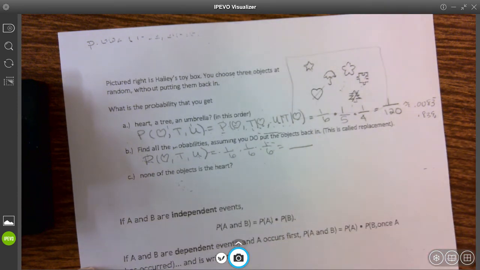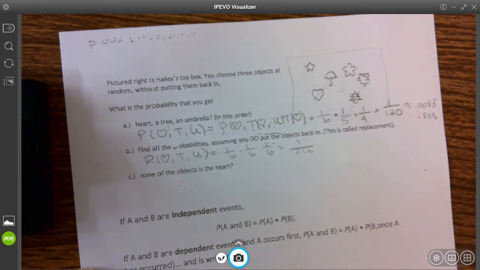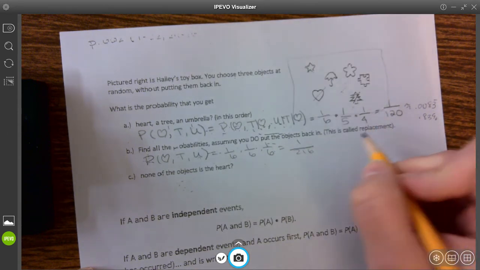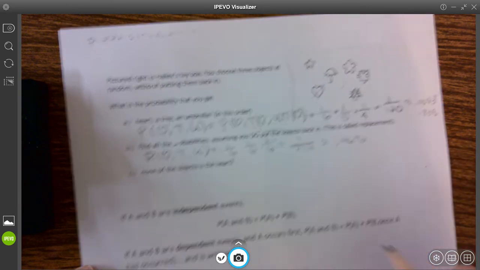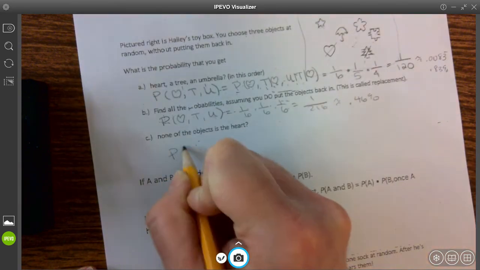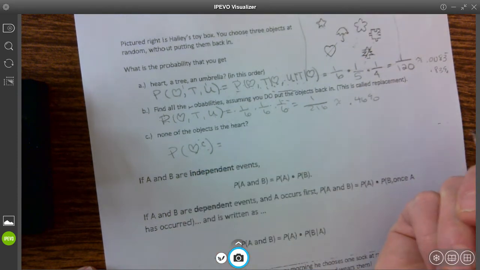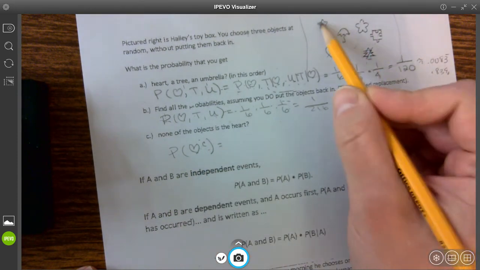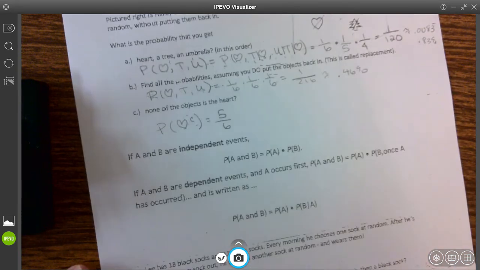So it's going to be 1 out of 216, so it's going to be a lower probability, which is about 0.46%. What if none of the objects are hearts? Well, 1, 2, 3, 4, 5. None of the objects are hearts. That's 5 out of 6.